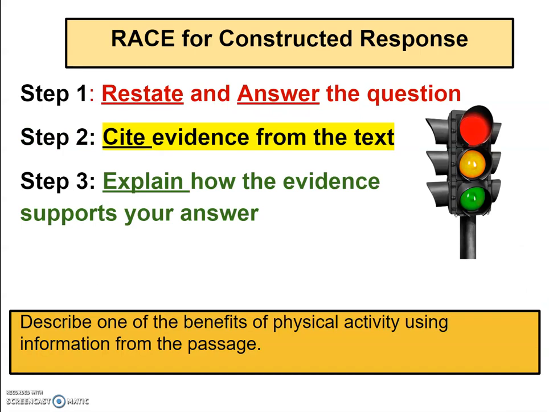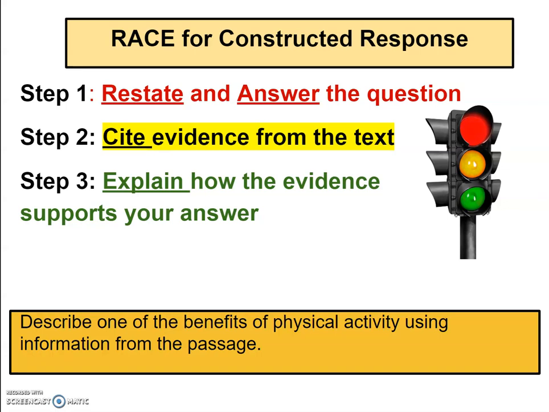So again, we're going to look at a RACE strategy to create a constructed response. In step 1, we're going to restate and answer the question. In step 2, we're going to cite evidence from the text. In step 3, we're going to explain how that evidence supports your answer. So if we look at the question here at the bottom, the question says, describe one of the benefits of physical activity using information from the passage. If we were given this particular question, we're going to go through the process of what we would do to create a RACE response that would answer this question.